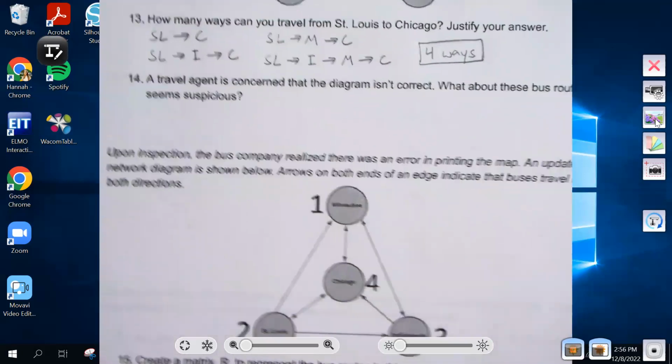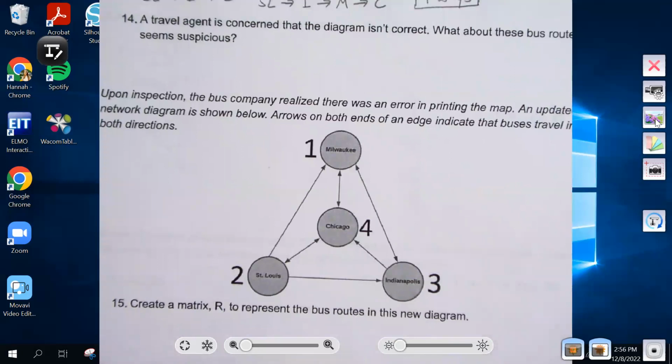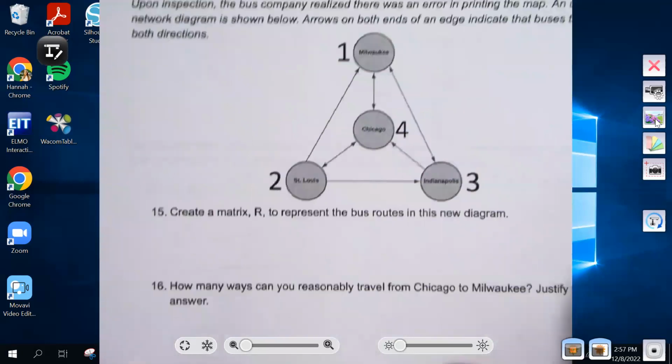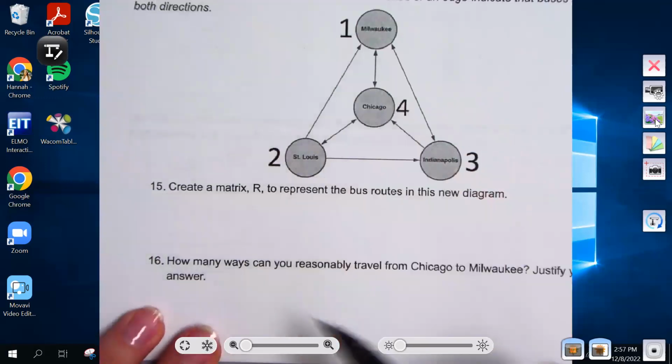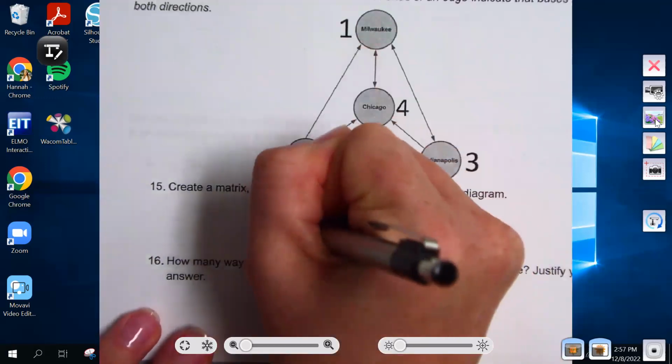Okay. Upon inspection, the bus company realized there was an error in printing the map. An updated network diagram is shown below. Arrows on both ends of an edge indicate the buses travel in both directions. So number 15, create a matrix R to represent the bus routes in this new diagram. So the cities are labeled with numbers now for the sake of making this matrix.